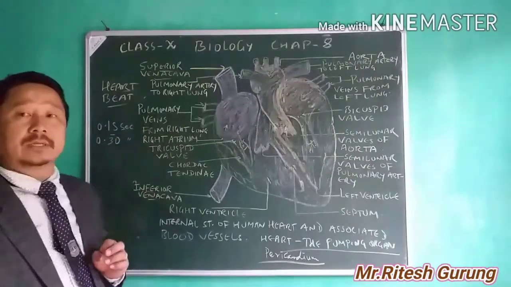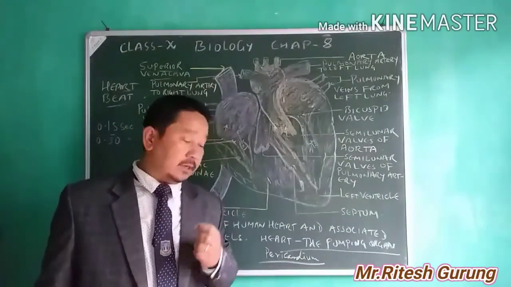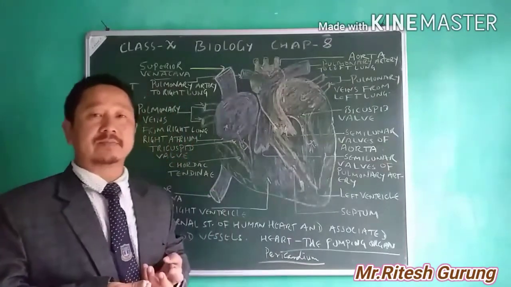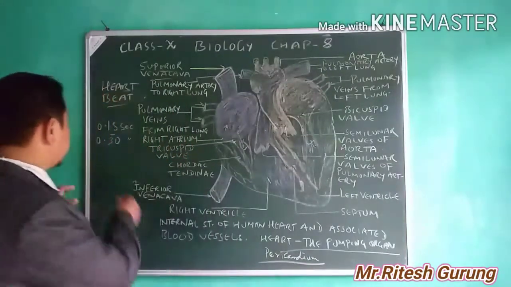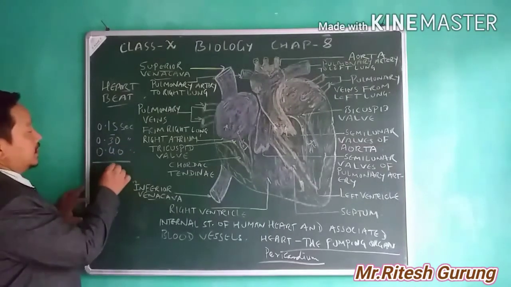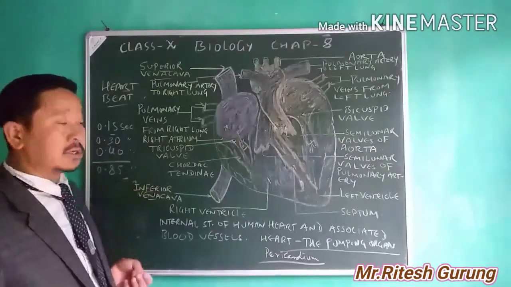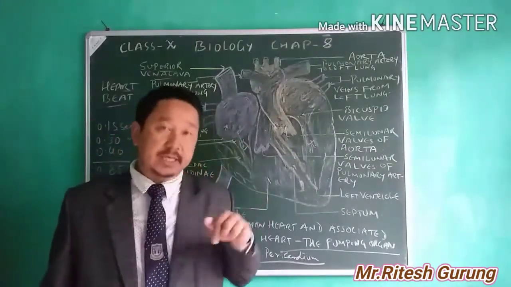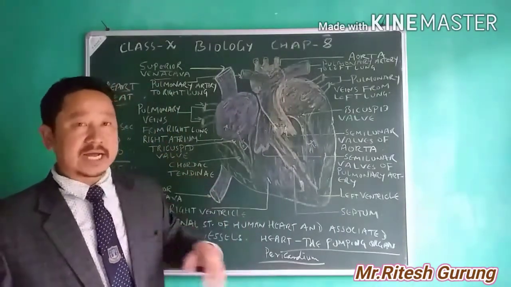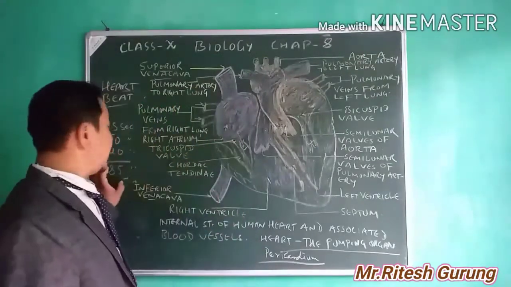Then all the chambers now relax, which takes about 0.40 second. So in total it is how much? 0.85 seconds. So that long it takes for one complete cycle. One complete sequence of contraction and relaxation of the heart takes about 0.85 seconds.